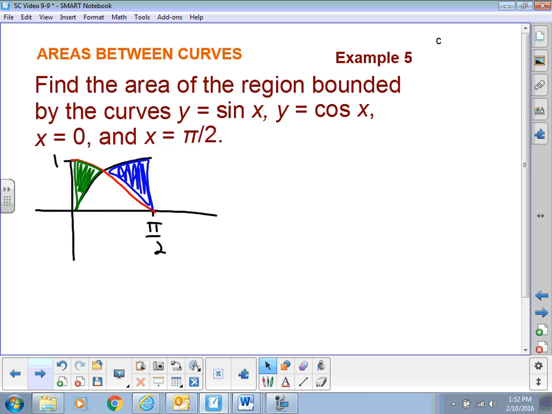Now, we need to be able to tell where they're crossing here. We know this is 0, the other one's pi over 2. Well, sine and cos are the same when you have a 45-degree angle, because they're both 1 over square root of 2 if you do your 45, 45, 90 triangle. Well, in radians, that's pi over 4.